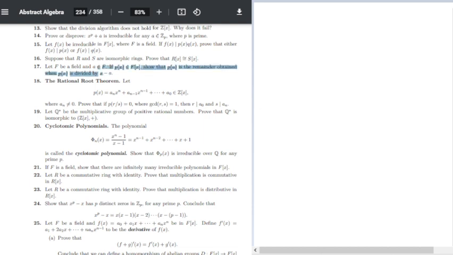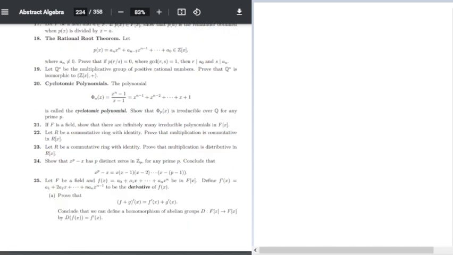Yeah, because if we divide by x minus a, then the remainder will be how much more there is than that, which will be our actual value at a, at that point. Okay. The rational root theorem.